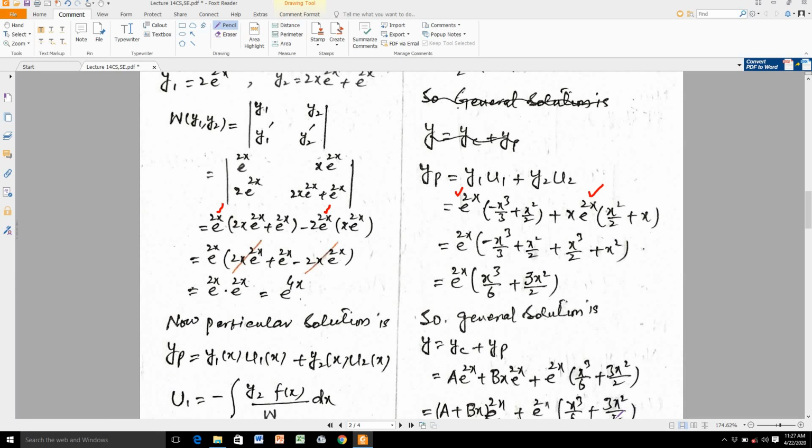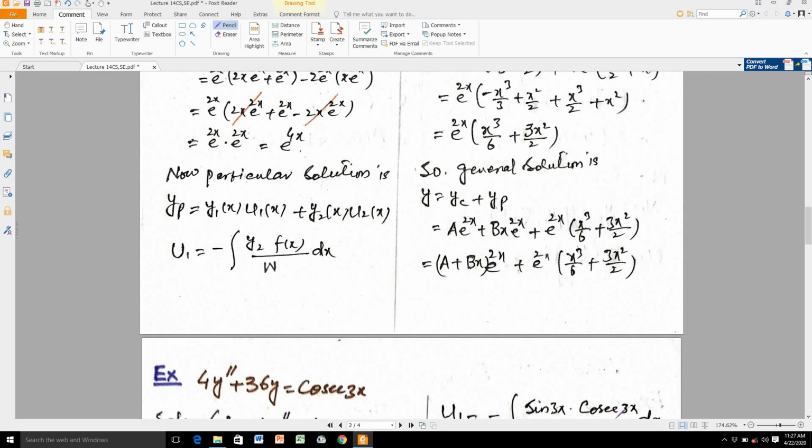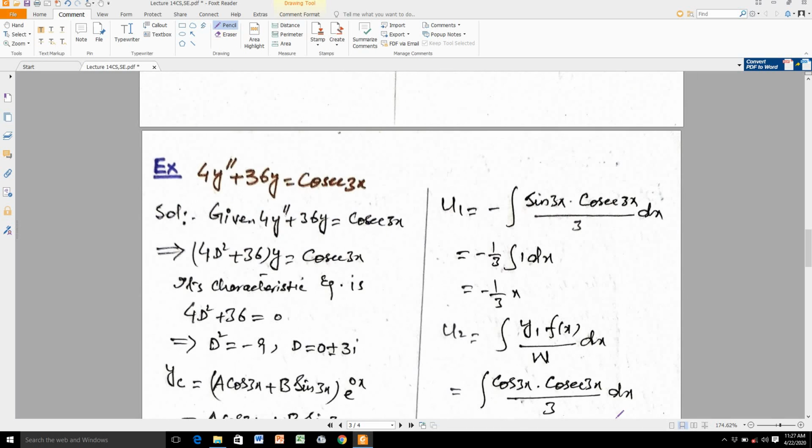So in this way we move towards our second question, that is example number 2. That is 4y double prime plus 36y is equal to cosecant 3x. Again, the given differential equation is 4y double prime plus 36y is equal to cosecant 3x.